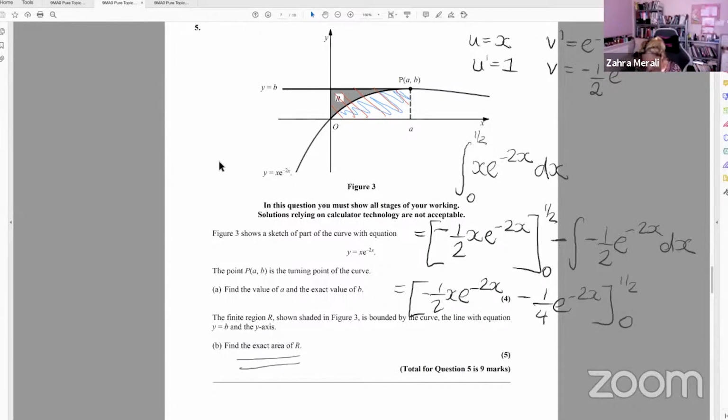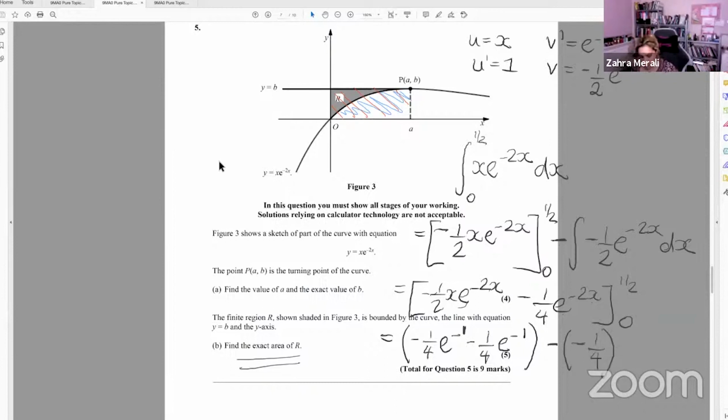And they want it as an exact form, which is annoying. You can't just plug it all into your calculator. So you get minus a half times a half, which gives you minus a quarter e to the minus 1, minus a quarter e to the minus 1. If you plug in 0, that becomes 0, because you get minus a half times 0 times 1, so that's all 0. And then you end up with minus a quarter times 1, so that's minus a quarter here.